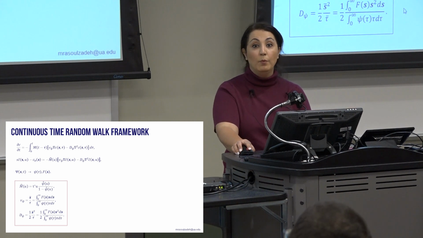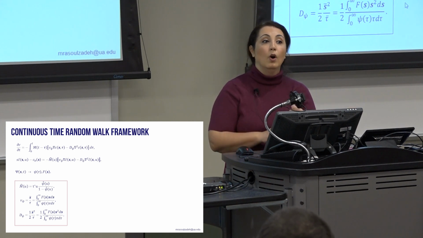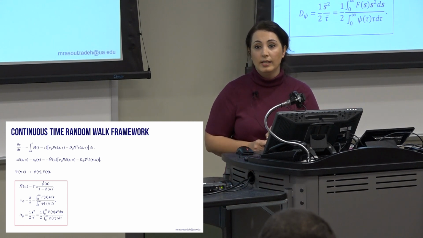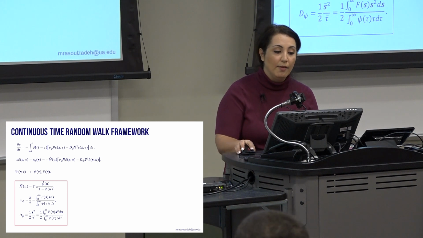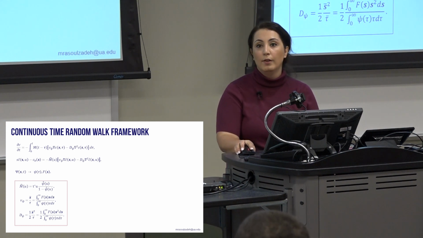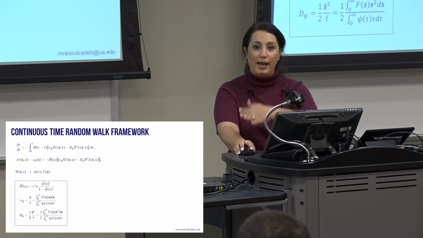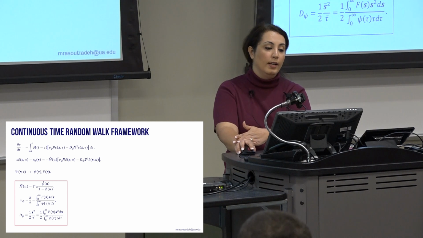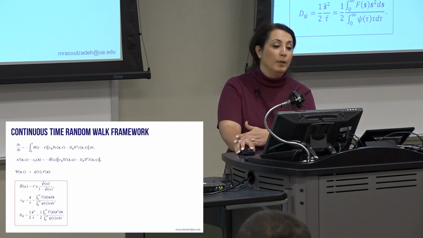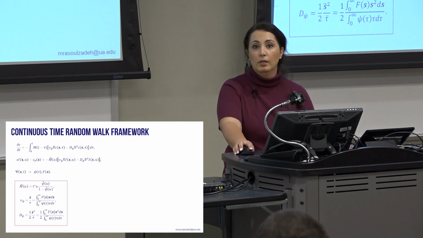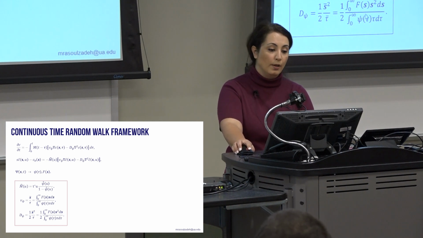And this framework can capture all that is anomalous transport by just embedding everything in the form of this psi function. If this psi function is an exponential function, you go back to the classic advection dispersion equation, and then in that case, your memory term in time domain will be a delta function, or in Laplace space will be just a 1.